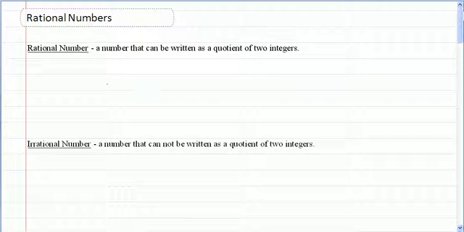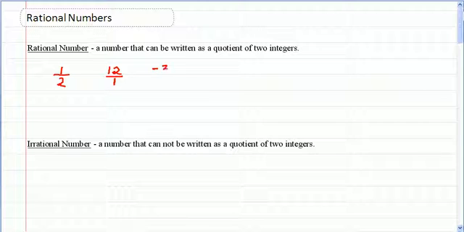In this lesson, you will learn about rational numbers. So the definition of a rational number is a number that can be written as a quotient of two integers. So an example would be the fraction of 1/2. Another example would be the integer of 12, because you can write 12 as a fraction just by writing it with a 1 in the denominator.